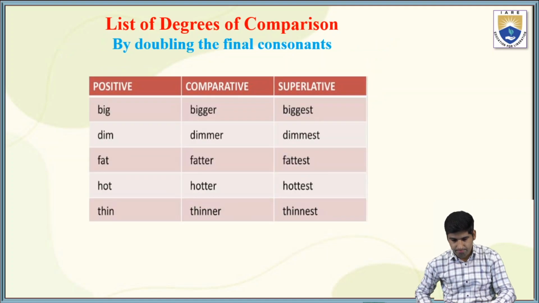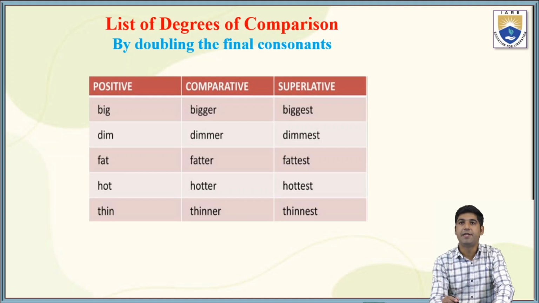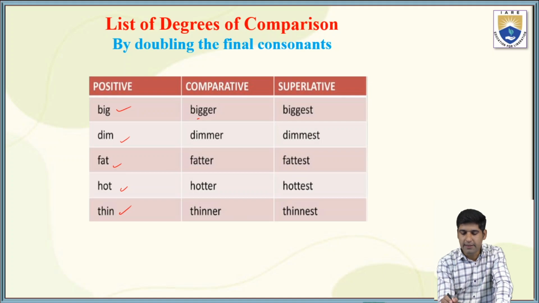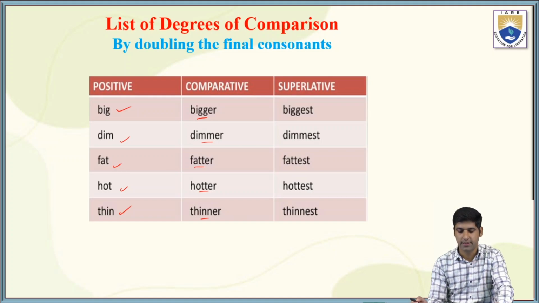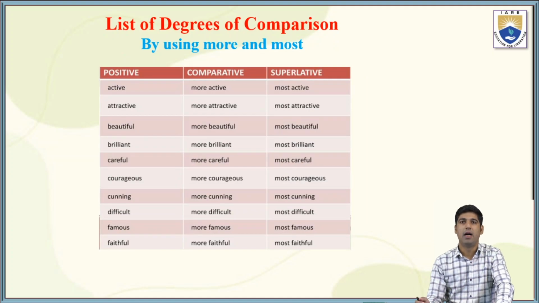Then we have another one, that is the list where we double the final consonant. Like we have big, dim, fat, hot, thin. There are more. So we are doubling the final consonant. Here you can see in all the words it's bigger, dimmer, fatter, hotter, thinner. And for the superlative degree, again we are doubling these. Biggest, dimmest, fattest, hottest, thinnest. Then there are some degrees of comparison where we use more and most.